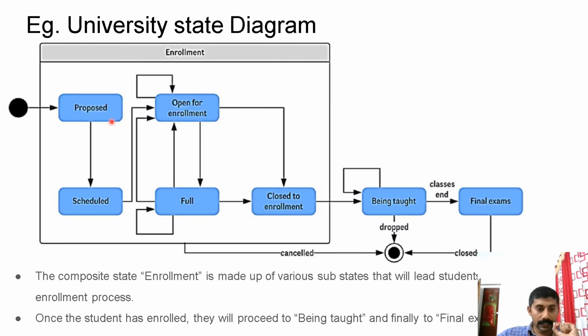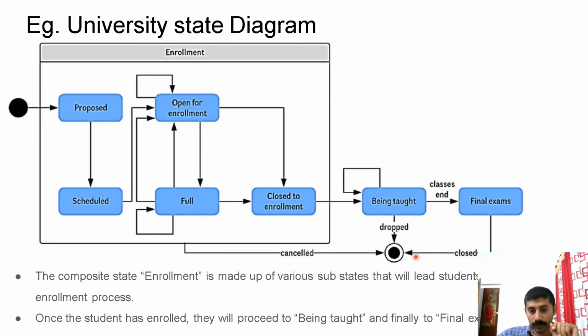Means initial state will be proposed, scheduled, open for enrollment. All the seats are full. Once enrollment date is close to enrollment, so here this entire thing is representing the enrollment process. Once the enrollment is completed, it will be moved to being taught. Then another state is final exam.